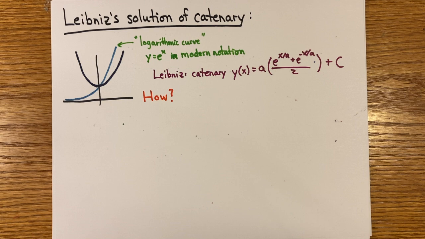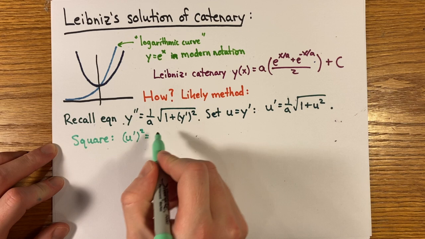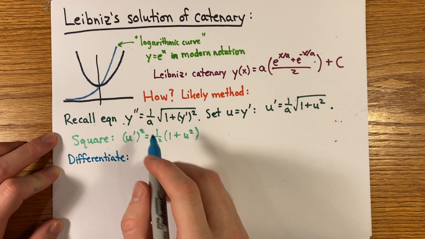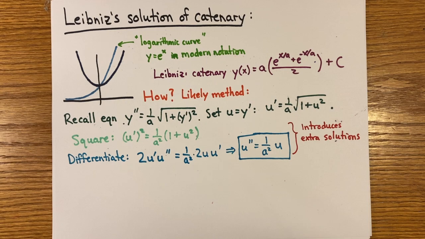Start with the defining equation and differentiate to get the differential equation y double prime equals 1 over a times the square root of 1 plus y prime squared. Then square both sides and let u equal y prime. So u prime squared equals 1 over a squared times (1 plus u squared). Now differentiate again to get the equation 2u prime u double prime equals 1 over a squared times 2u prime u, or u double prime equals 1 over a squared u. Note that squaring and differentiating could introduce extraneous solutions, but now we have a much simpler linear differential equation.